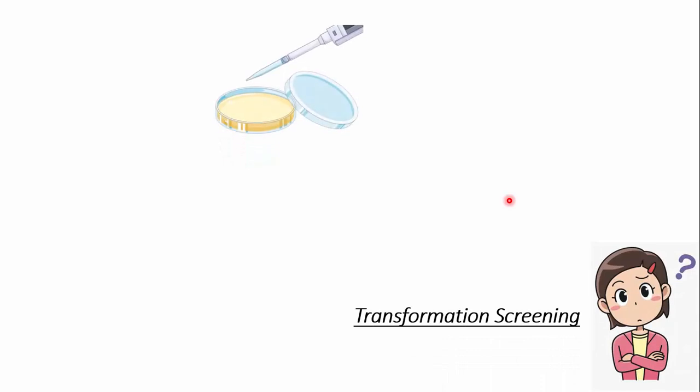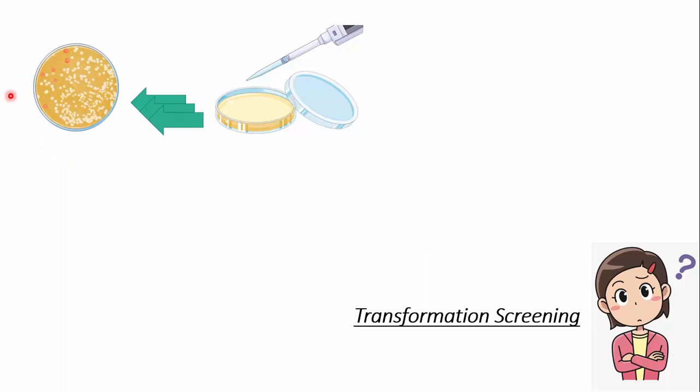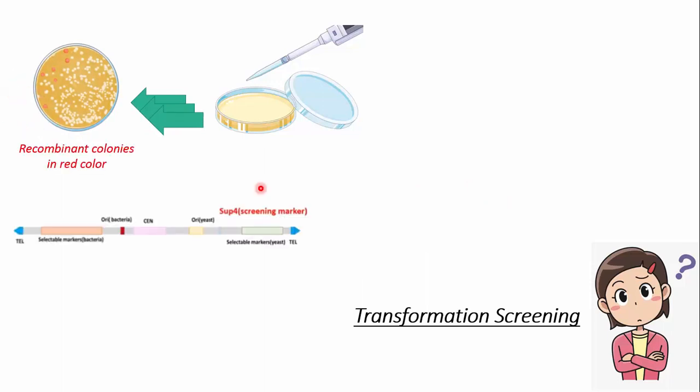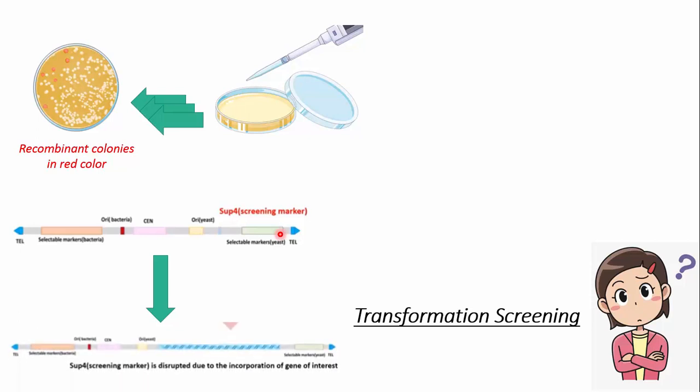So how will we do transformation screening? We actually grow our culture in the form of colonies on an agar plate. Next day, when you see the colonies, you will find the recombinant colonies should be red in color because YAC is designed in such a manner that it has a SUP4 gene as a screenable marker in this multiple cloning site. So when you clone your gene of interest in the multiple cloning site, it will disrupt the SUP4 gene, and now the SUP4 gene can no longer suppress the red color of the yeast colonies, and that's why the recombinant colonies are all red in color.